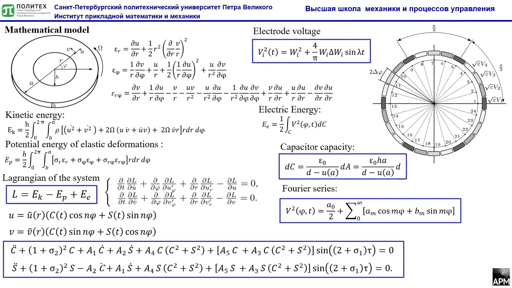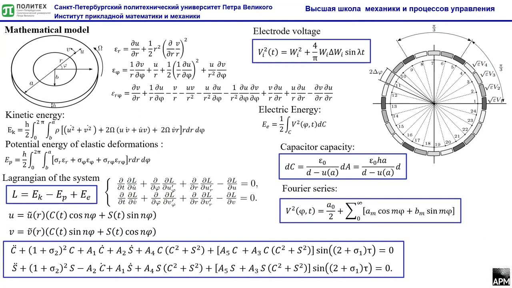After determining the electrical energy, we can write down the Lagrangian of the system. Using the Hamilton-Ostrogradsky principle, we obtain two differential equations of motion in partial derivatives. The classical approach to the study and construction of discrete models of CVG is to use the Ritz method.